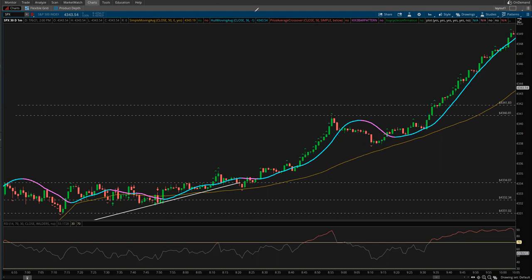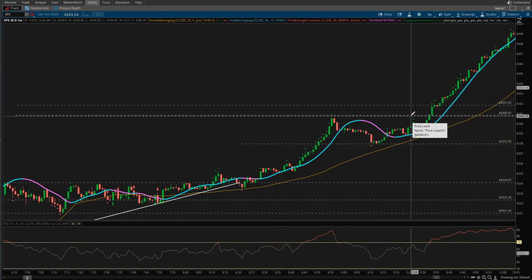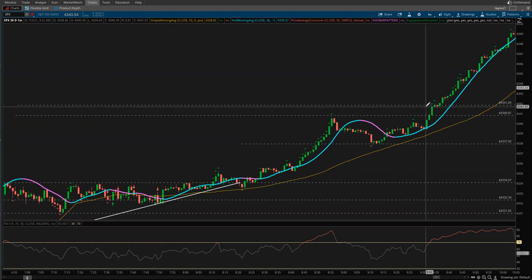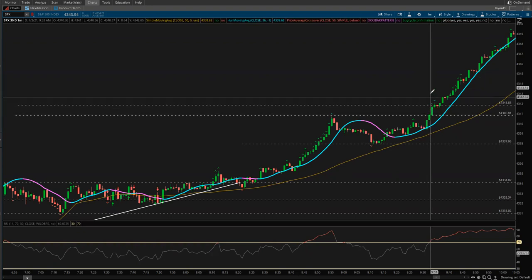Gonna clear that, get out my annotations, and let's just draw a simple level right here. Okay, 43.38, 43.41, 38, 39, 40, 41. So we can essentially say here that we had another at least 3 points on this move, 37 to 40. 38 to 40, right? Which would get us to 42, which is this guy right here.